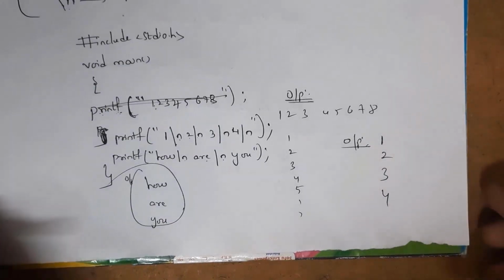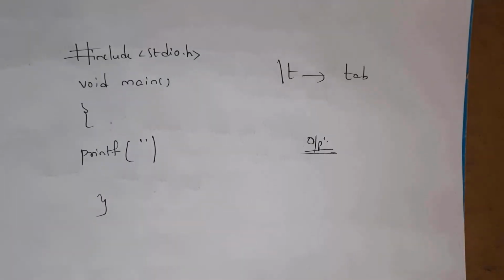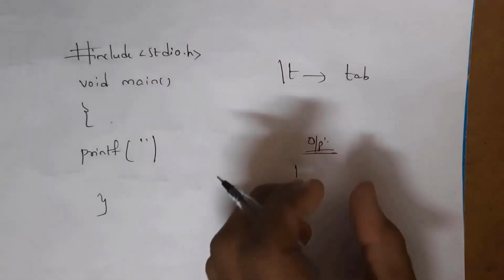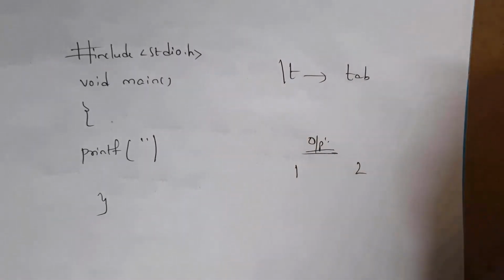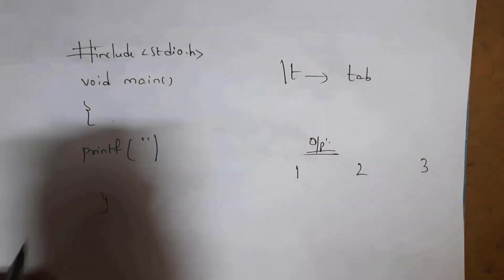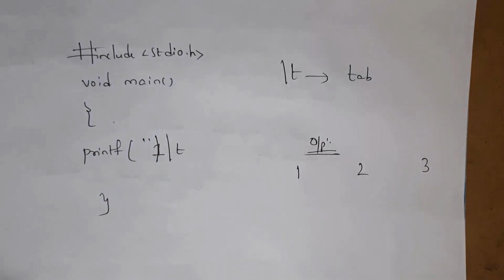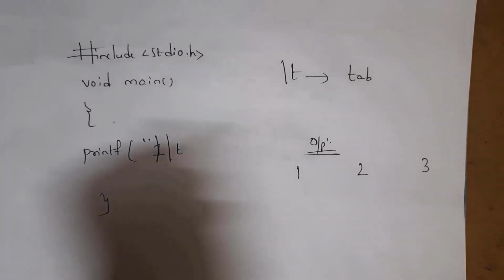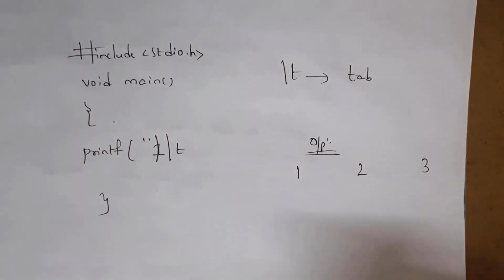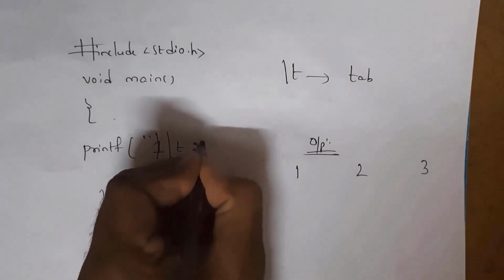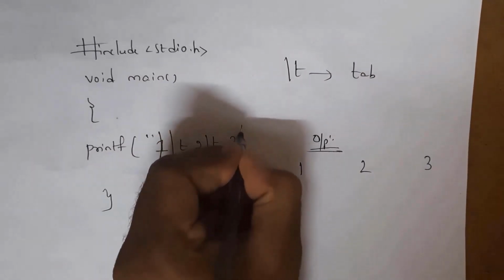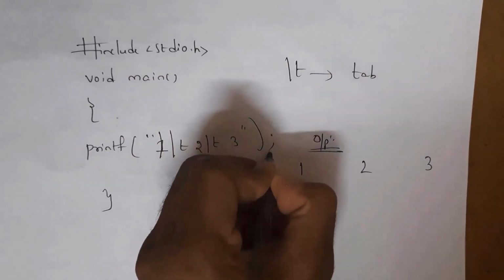Next I will explain the use of \t, where \t stands for horizontal tab. For example, I want to print output like this one. After some gap I need to get 2, and after some gap I need to get 3. Here at first I am writing 1\t, where \t stands for horizontal tab. Whenever you click on tab, whatever space you get, that much space you will get by using \t. Similarly 2\t3. Close double quotations, close bracket and give a semicolon.